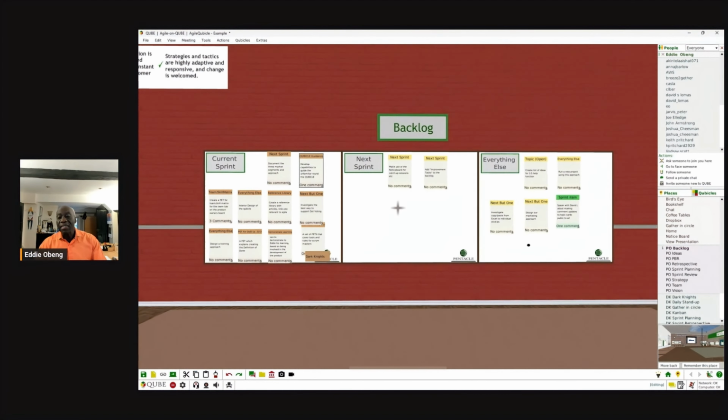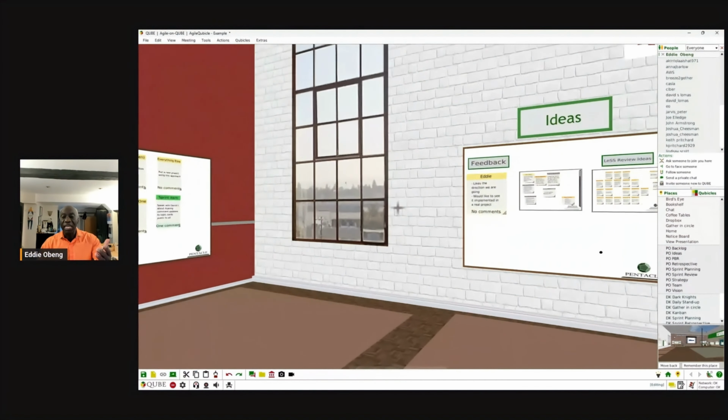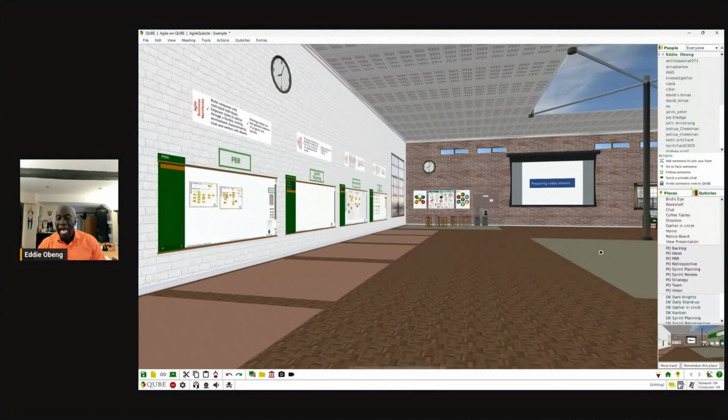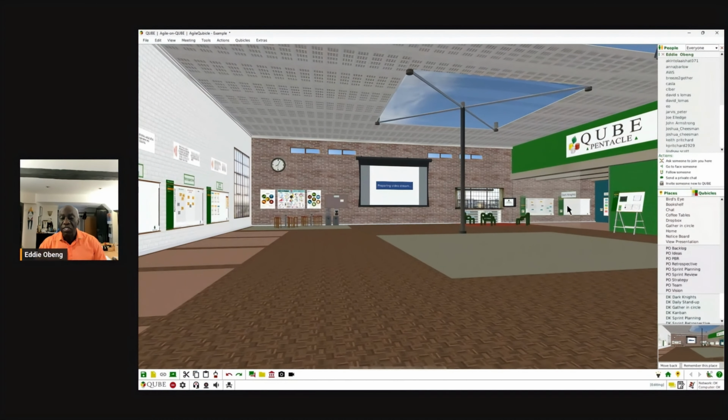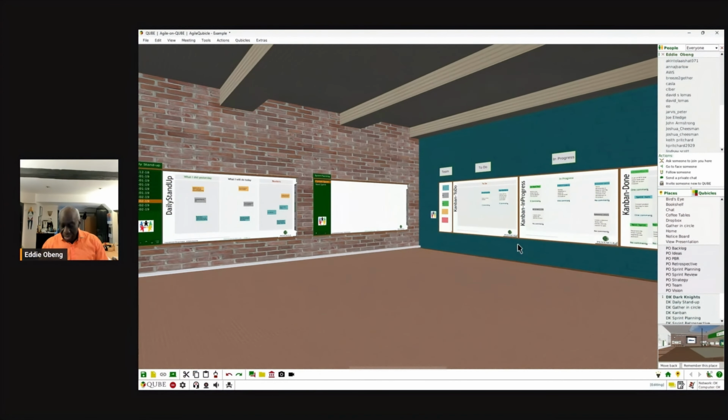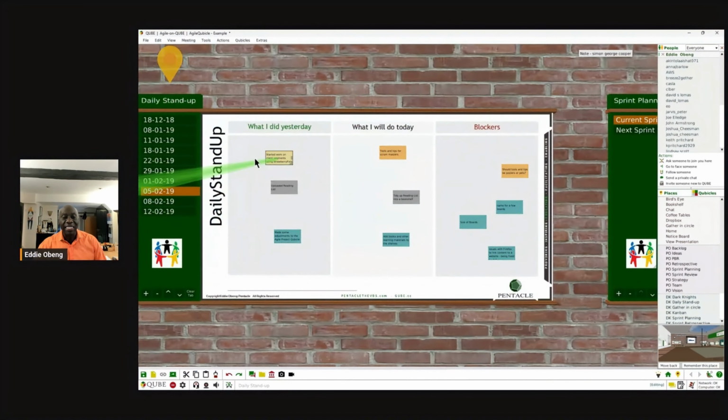So this is the cubicle. It's got everything you need, from ideas to team to retrospectacles, and it's got breakout areas for different teams. But for this one in particular, you can do your daily stand-up. Everyone does a daily stand-up. What I did yesterday, what I'll do today, blockers, and so on and so forth. But we're not going to focus on that today.